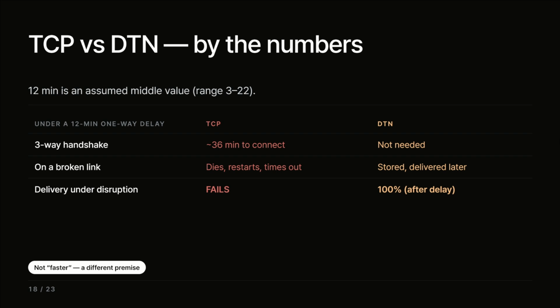If connectivity disappears during the process, TCP must restart and eventually times out. Whereas DTN approaches the problem differently. Rather than waiting for the complete end-to-end path, it stores the data and delivers it later when communication becomes available. That's why describing DTN as faster would be kind of misleading. DTN succeeds because it is built on different assumptions about how communications work.